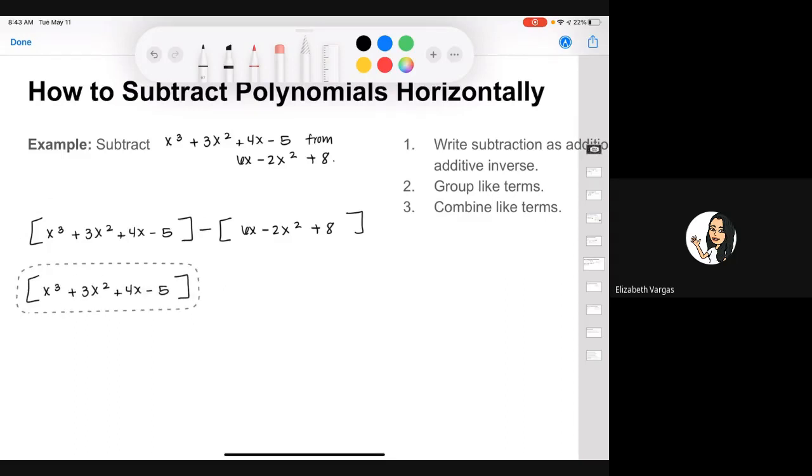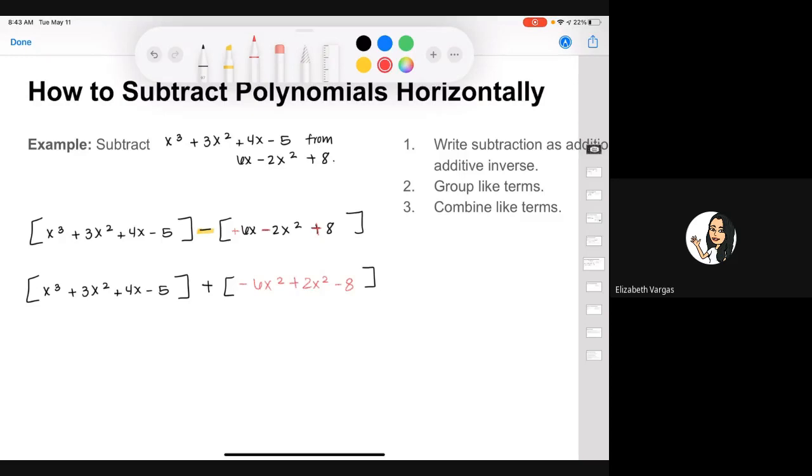So here I'm going to drop this down. Instead of subtracting, I'm going to add. And what I'm going to add that expression to is the additive inverse, which means I'm going to change the signs of this expression right here. So instead of a positive 6x, I'm going to do a negative 6x. Instead of a negative 2x, I'm going to do a positive 2x squared. And instead of a positive 8, I'm going to do a negative 8. Okay, so I went ahead and added the additive inverse.